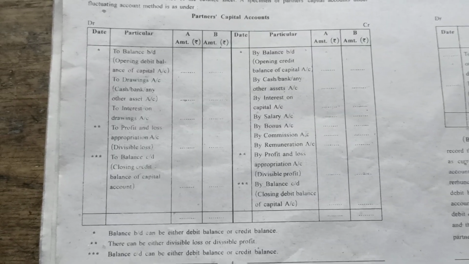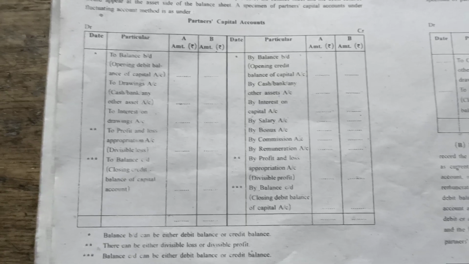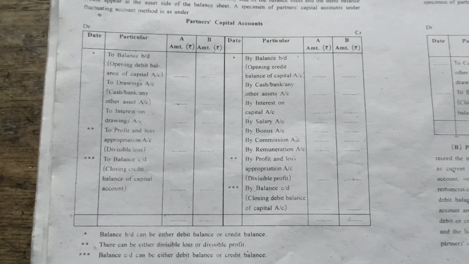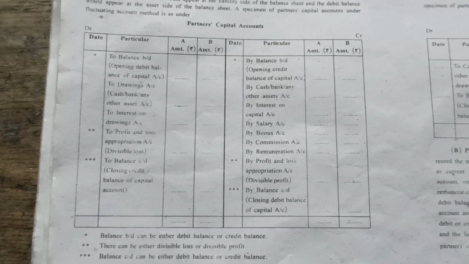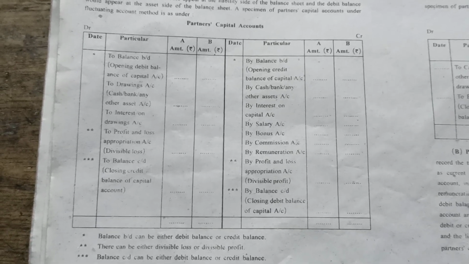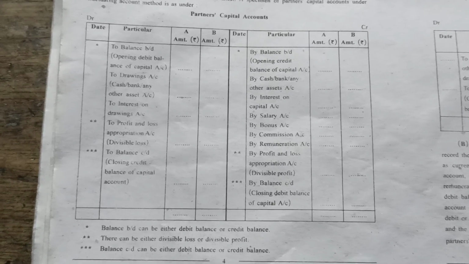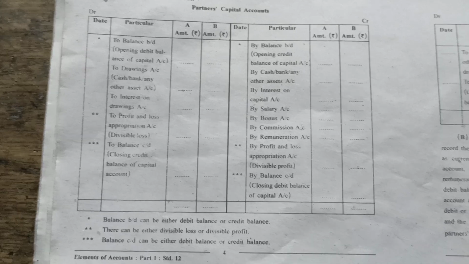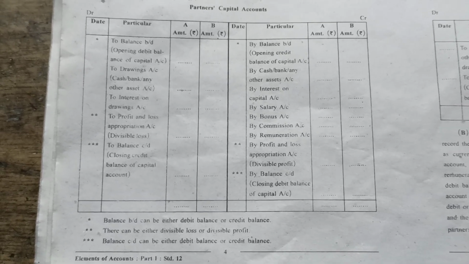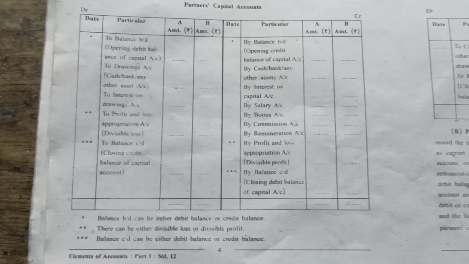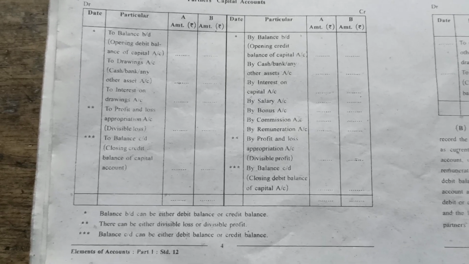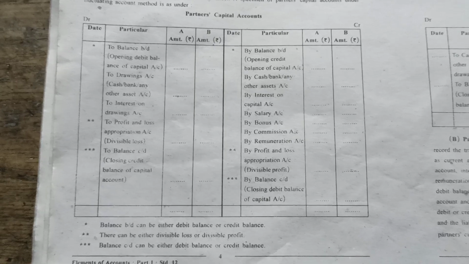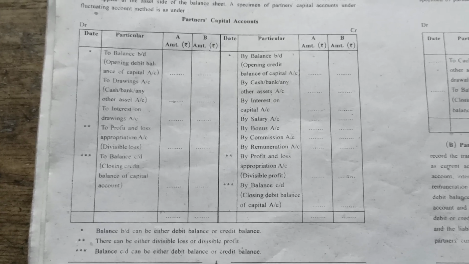While on the credit side, we can see the opening balance of the capital account is recorded. After that, any cash, bank or assets which are introduced or added are recorded here. Third, interest on capital is recorded. Any increment, that is by salary, bonus, commission or remuneration, is also recorded on the credit side. Divisible profit will be distributed over here, and the closing debit balance will be recorded here.